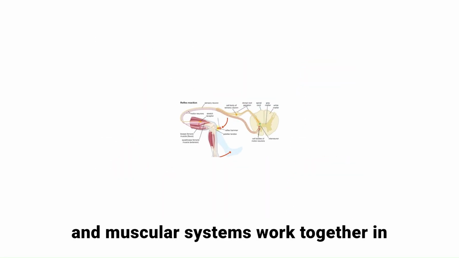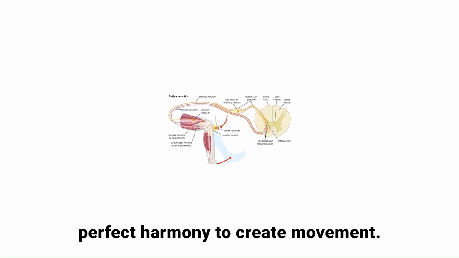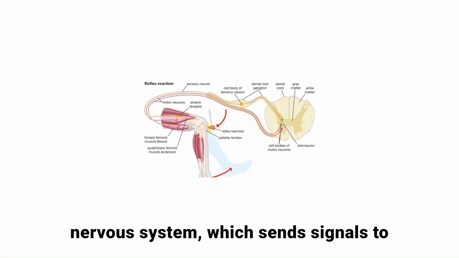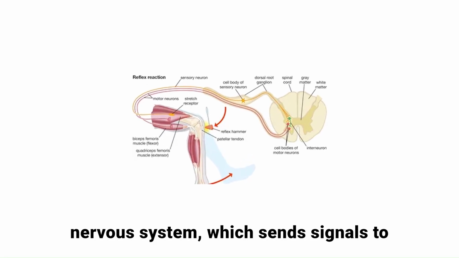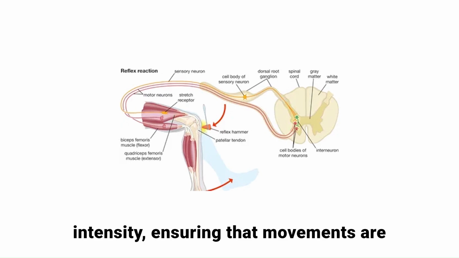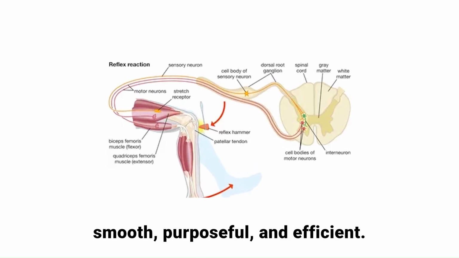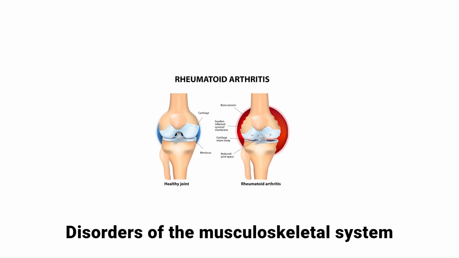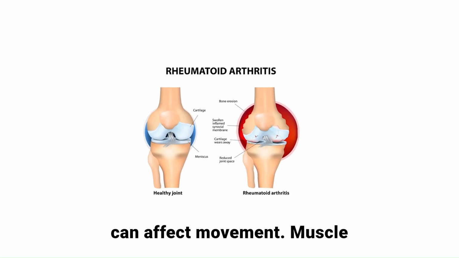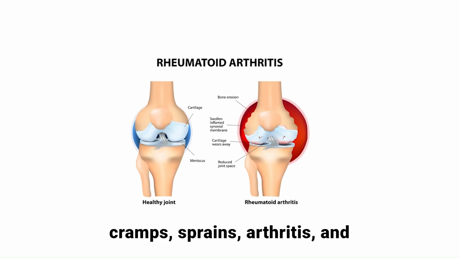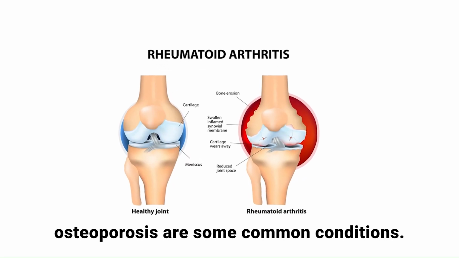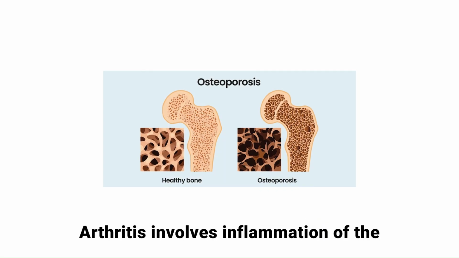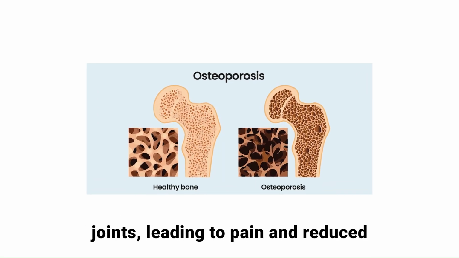The skeletal and muscular systems work together in perfect harmony to create movement. This integration is controlled by the nervous system, which sends signals to the muscles at the right time and intensity, ensuring that movements are smooth, purposeful, and efficient. Disorders of the musculoskeletal system can affect movement. Muscle cramps, sprains, arthritis, and osteoporosis are some common conditions. Arthritis involves inflammation of the joints, leading to pain and reduced mobility.